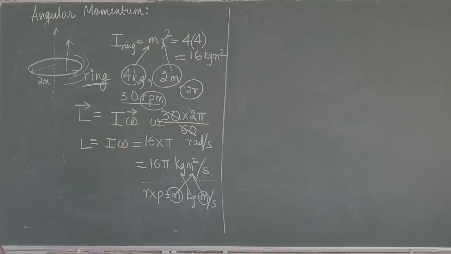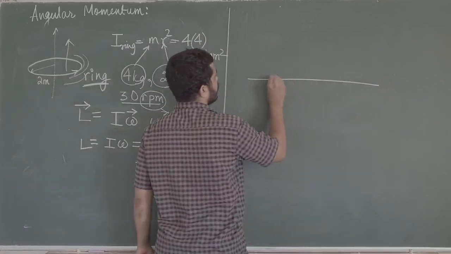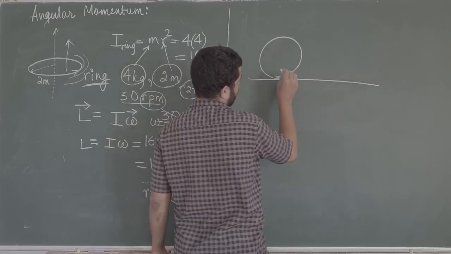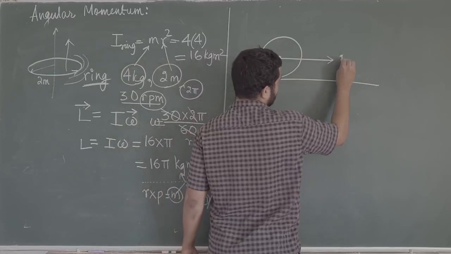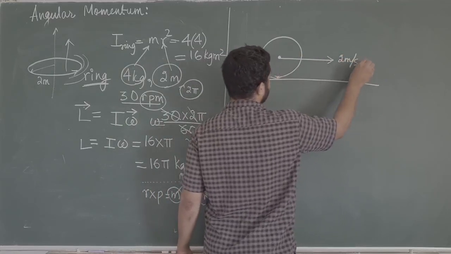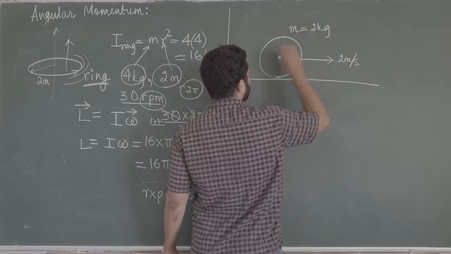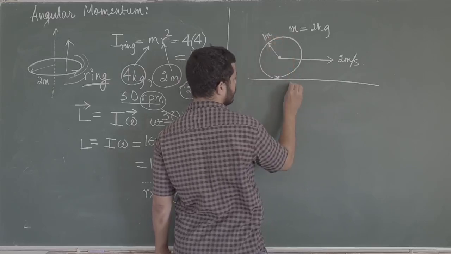All right, let's give you another question. This is a question where a ring is rotating. Let's give you a question where a wheel is rolling on the ground. Don't bother about rolling right now. Let us say that the wheel is moving forward at a speed of 2 meters per second. The mass of the wheel is around 2 kgs and the radius of the wheel is equal to 1 meter. Consider the wheel as a disc.